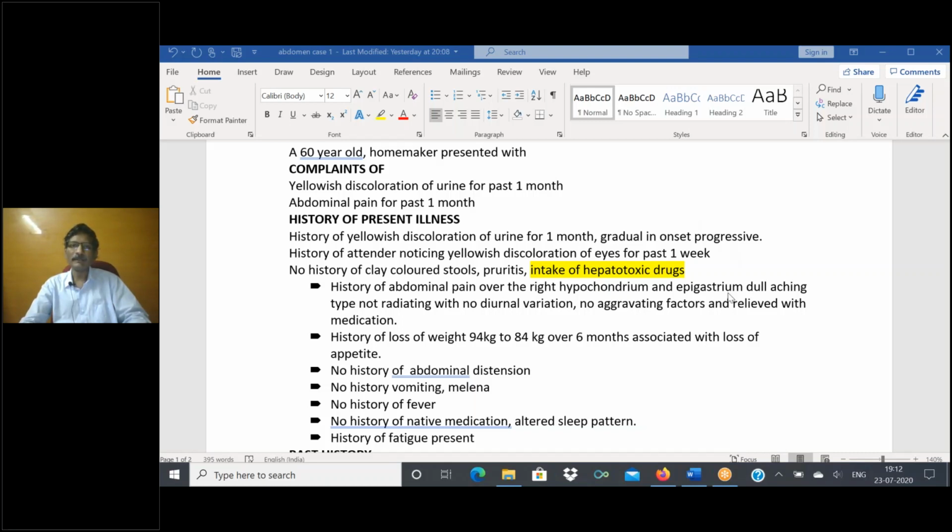Next, you have elaborated history of abdominal pain. See, again, you have to ensure the duration is added here. To save time, I am correcting whatever is there. So abdominal pain is also for 1 month.